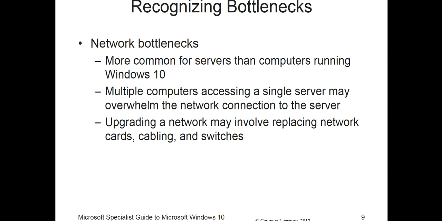Now, there are network bottlenecks, more common for servers than computers running Win 10, and multiple computers accessing a single server may overwhelm the network connection to the server. But we don't see this so much when we're talking about a Windows 10 system. Now, you deal with that by upgrading a network. It may involve replacing a network card, cabling, or switches.